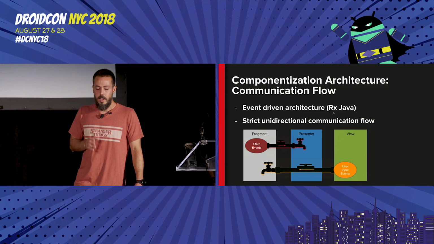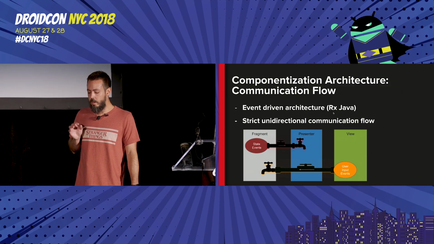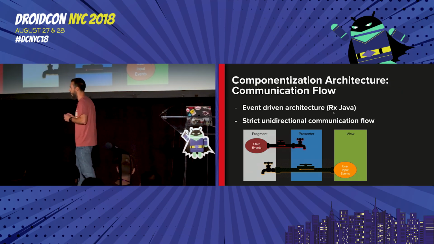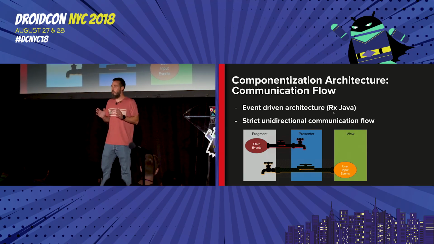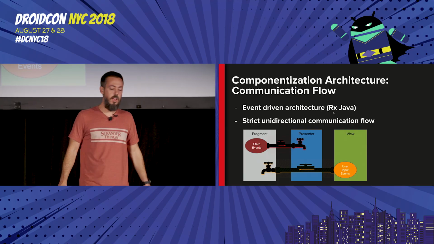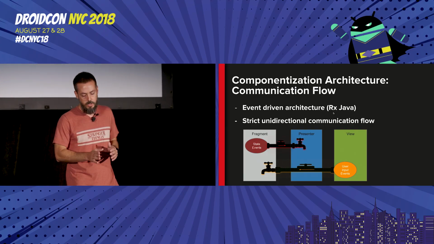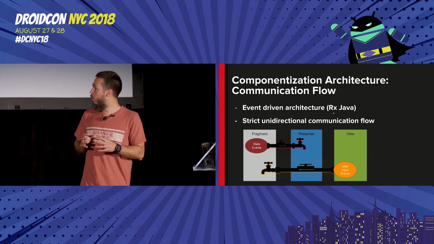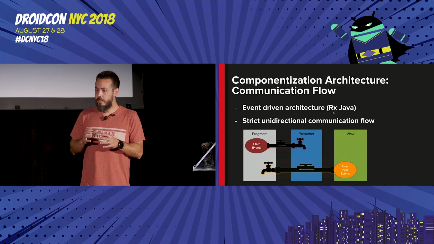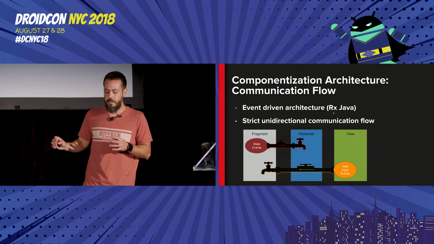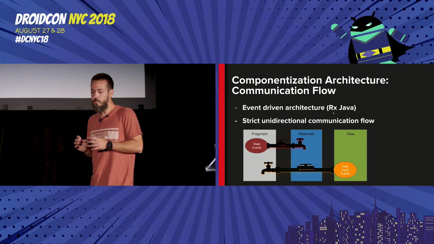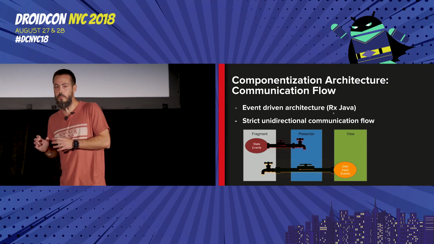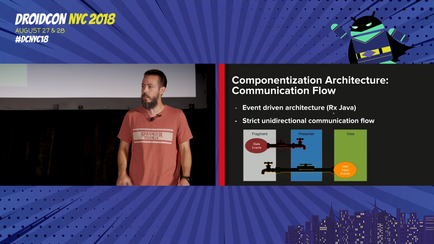So we have a unidirectional communication flow, so it's one-way flow. There are no two-way communications. All the events flow in a single direction. And here we have the fragment on the left that you can see. We have an observable called state events. Every time an event happens, we fire that. And the presenter is going to observe on it and call the view accordingly to set the state of the view based on the state that just happened.